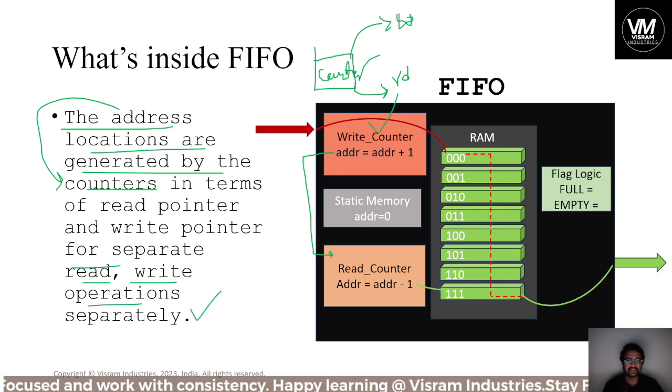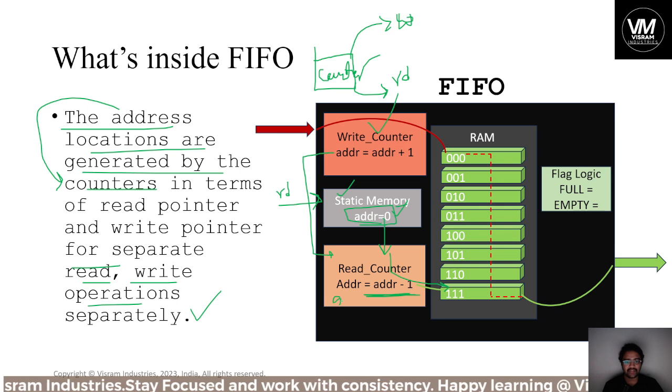So you have static memory for the initialization of the flags and the address location at 0 at the beginning. From there, whichever signal is enabled, for example if the read signal is enabled, it goes to the read counter, and from that read counter it checks the address location. If the address location is equal to 8, it goes to the 8th address location and checks it. The 8th address location is represented as 7 because counting starts from 0.